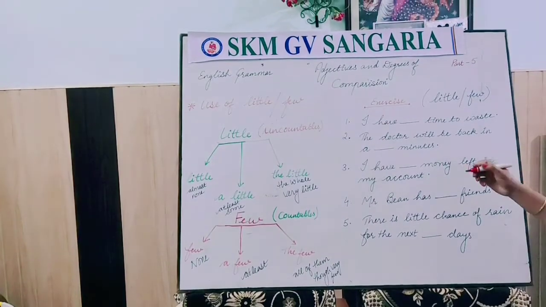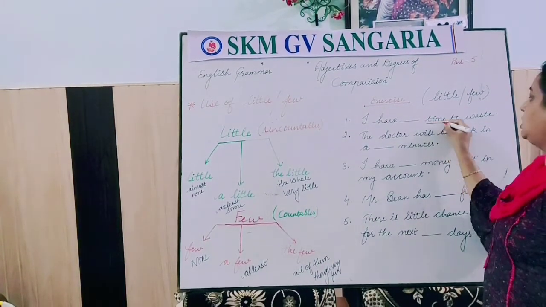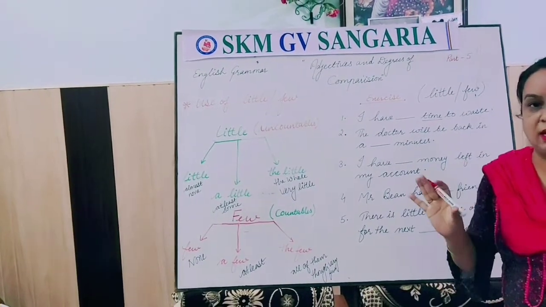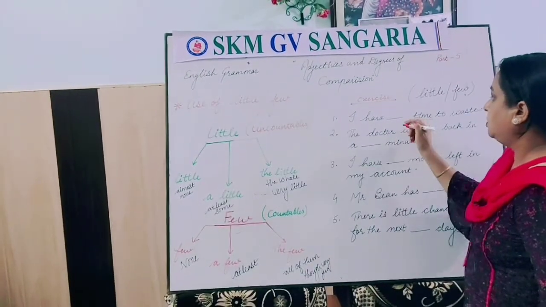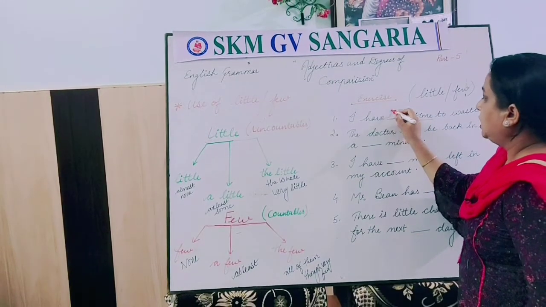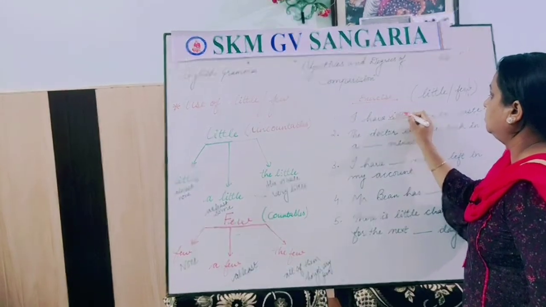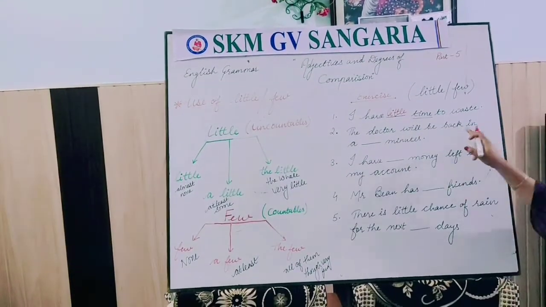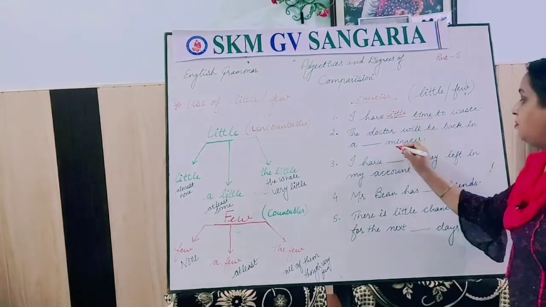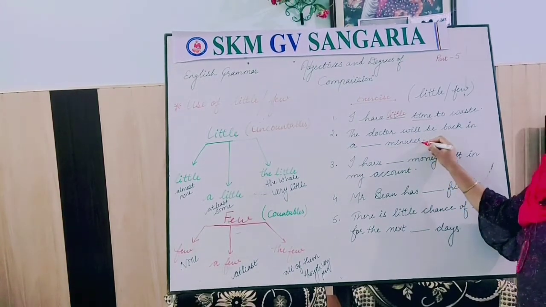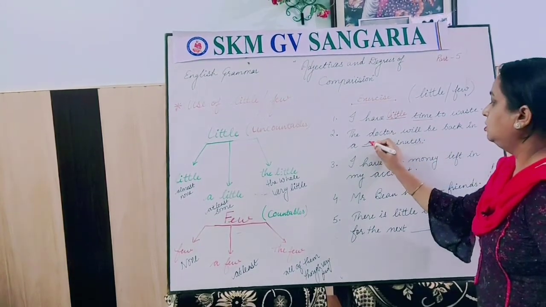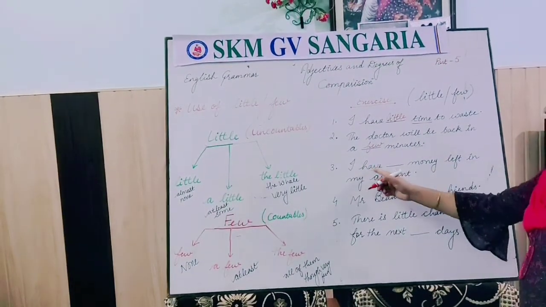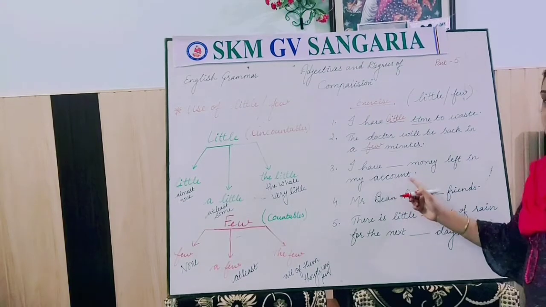Let's see. I have dash time to waste. Now, time is what? Countable or uncountable? We never say times. It is uncountable. So what will you do? That is little. Next one is, the doctor will be back in dash minutes. Minutes is what? Countable. So what you have to do? In a few minutes.